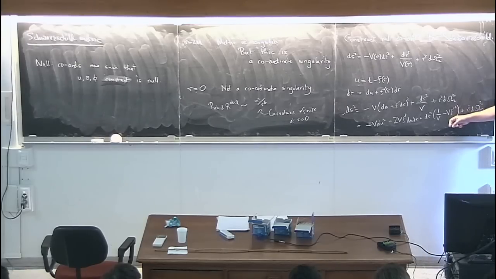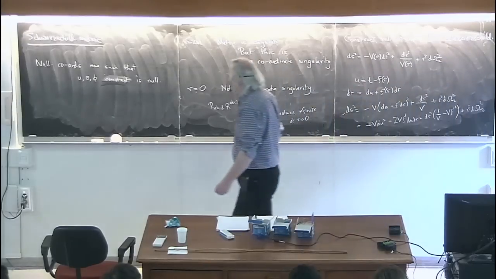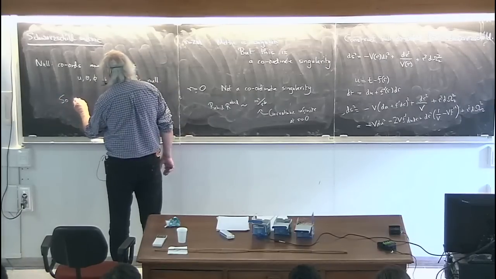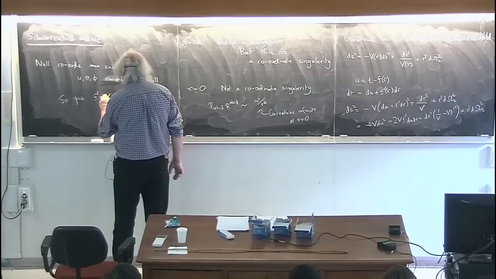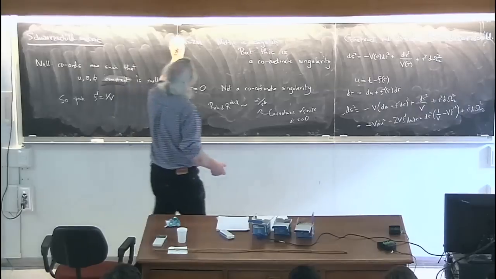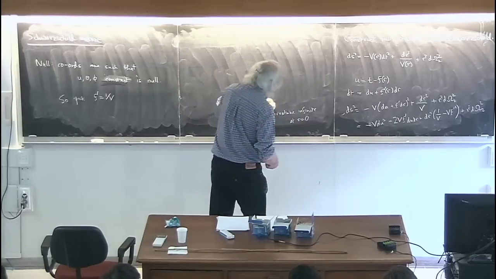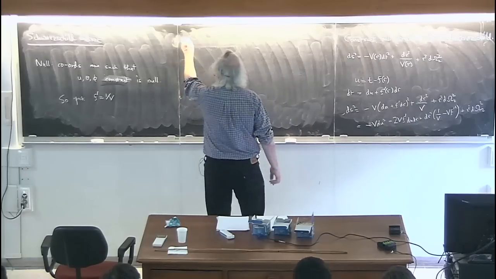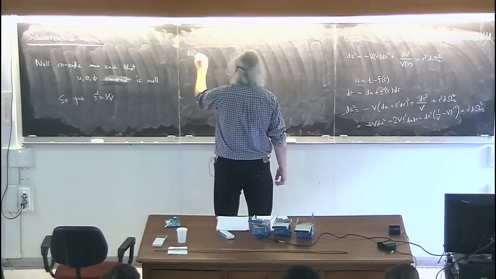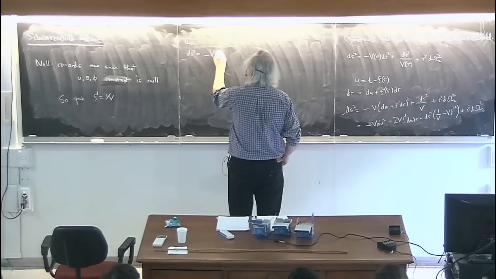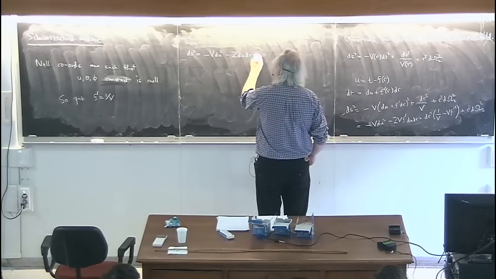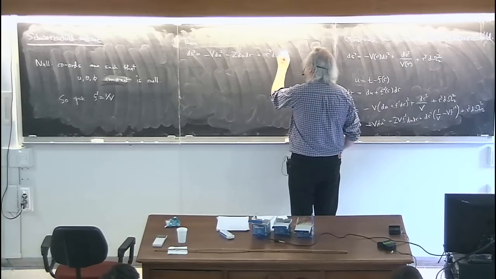If you fix u, theta, and phi, then this is 0. You fix u, so that term is 0. That term is 0. And the whole thing will be 0 if this is 0. So that tells you to pick f prime equal to 1 over v. Then the line element takes the rather simple form. So that's rather nice.